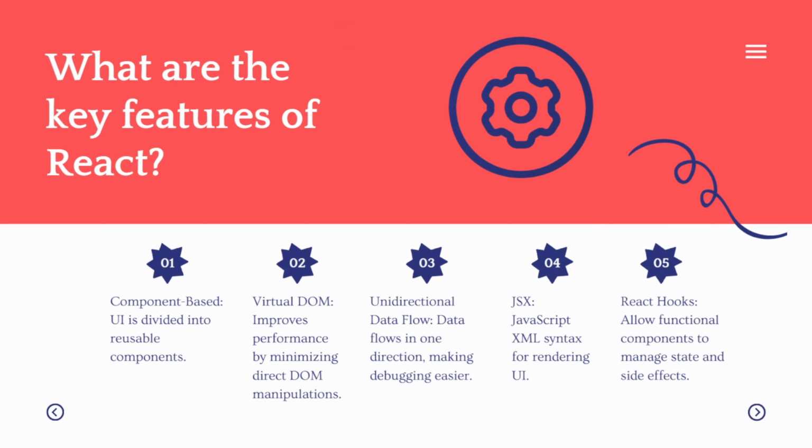Question 2. What are the key features of React? Some important features of React are: first one is component-based, reusable and modular UI elements. Second one is virtual DOM. It improves performance by minimizing real DOM updates. Third one is unidirectional data flow. Data flows in one direction, making debugging easier. Fourth one is JSX, JavaScript XML syntax for rendering UI. The fifth one is React hooks. It allows functional components to manage state and side effects.